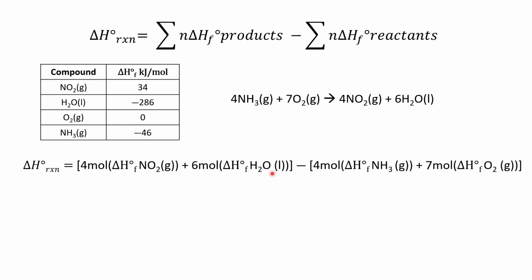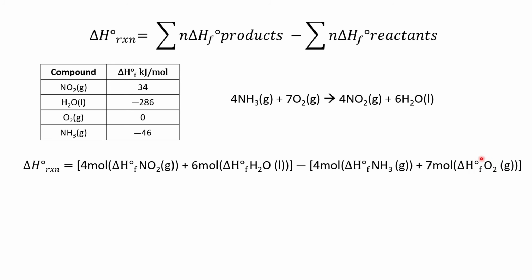This term here is the sum of our products. Now we need to do the sum of our reactants. So we are going to subtract, again, another sum. So we have the heat of formation for ammonia. It is multiplied by 4 because there is a 4 here in the balanced chemical equation.